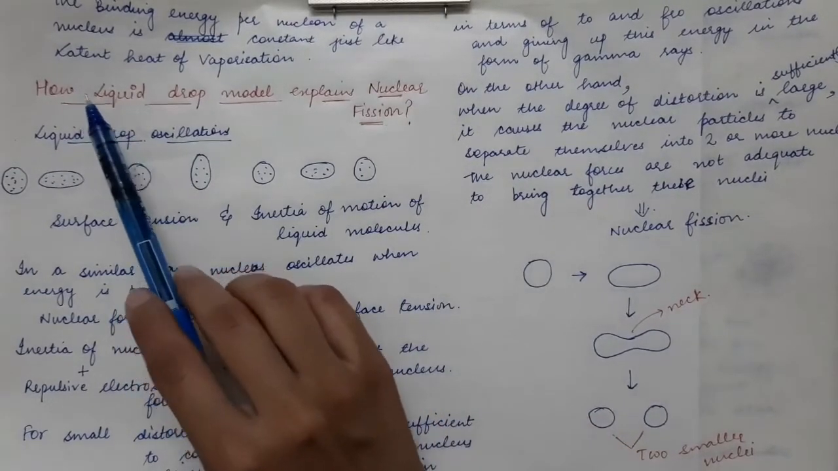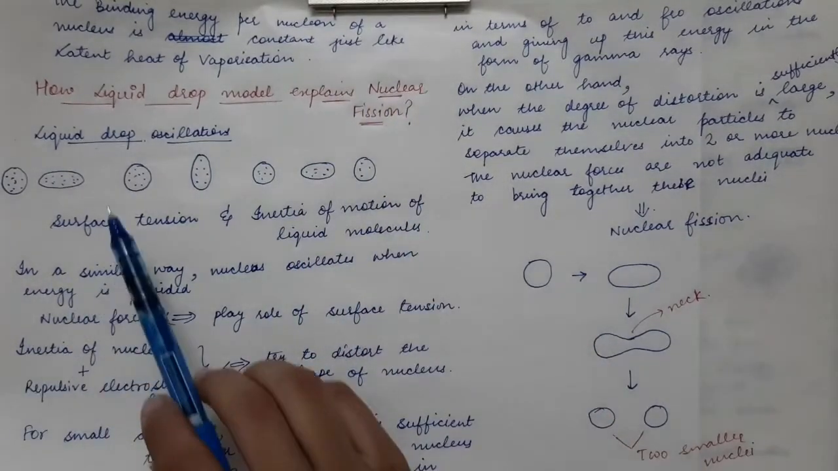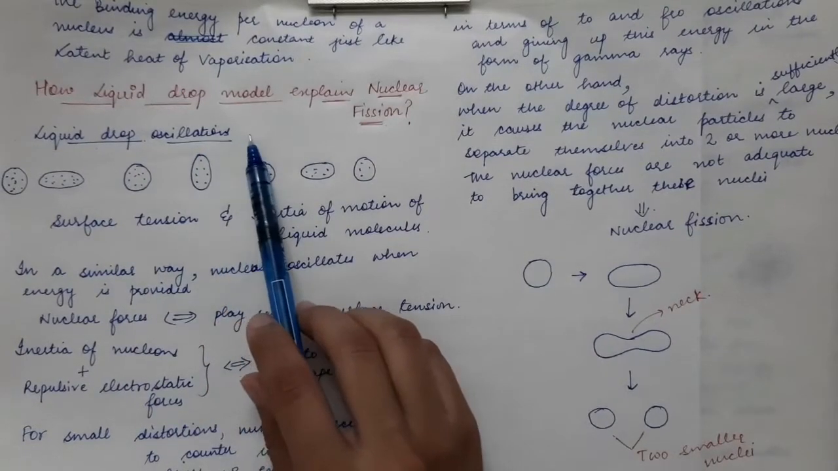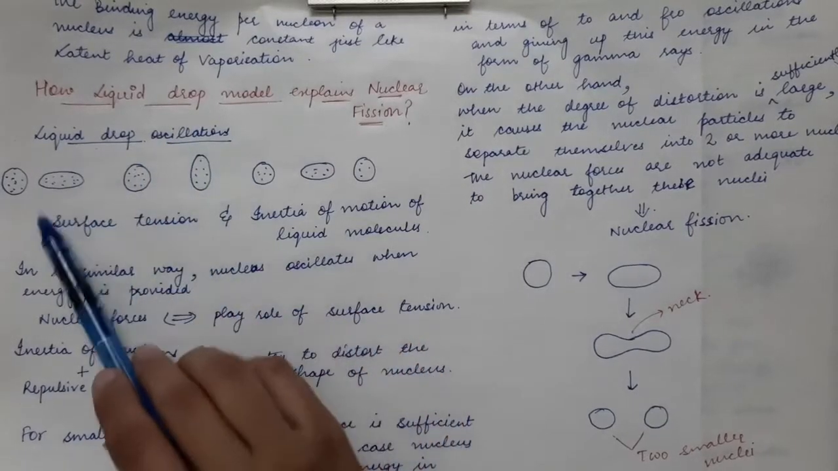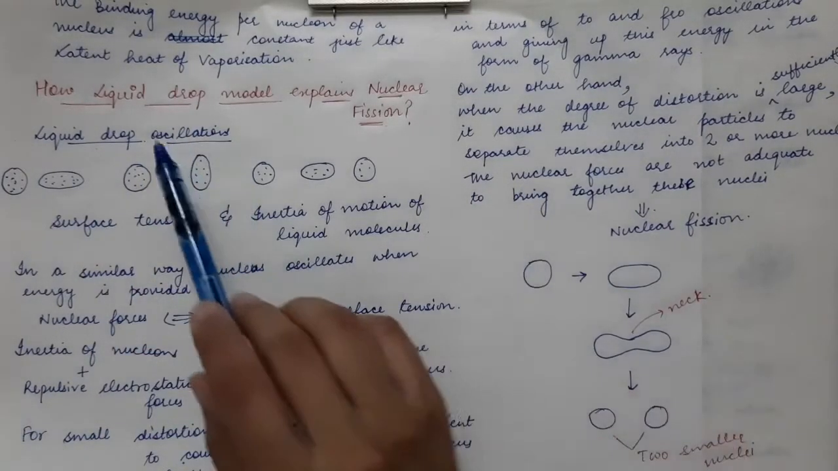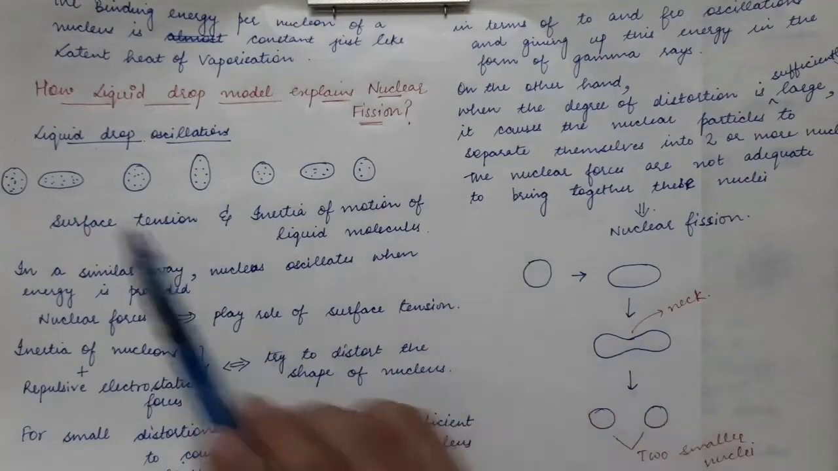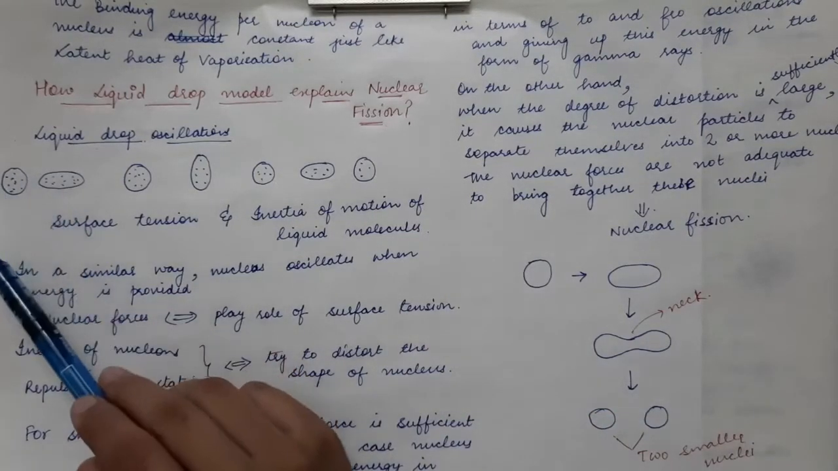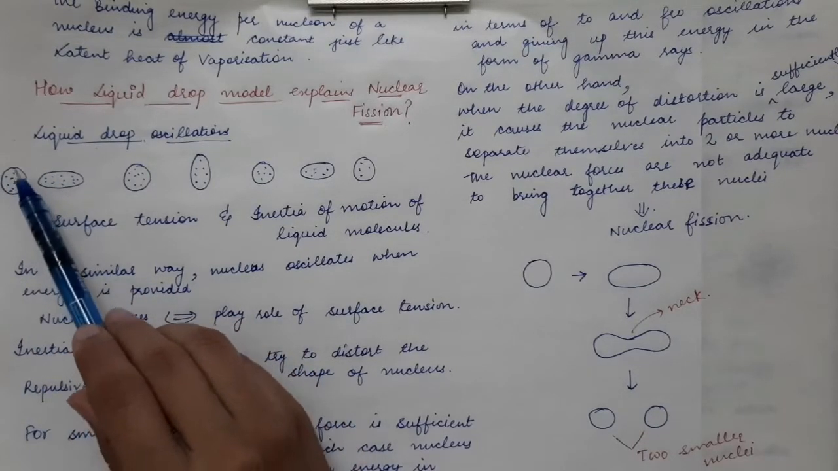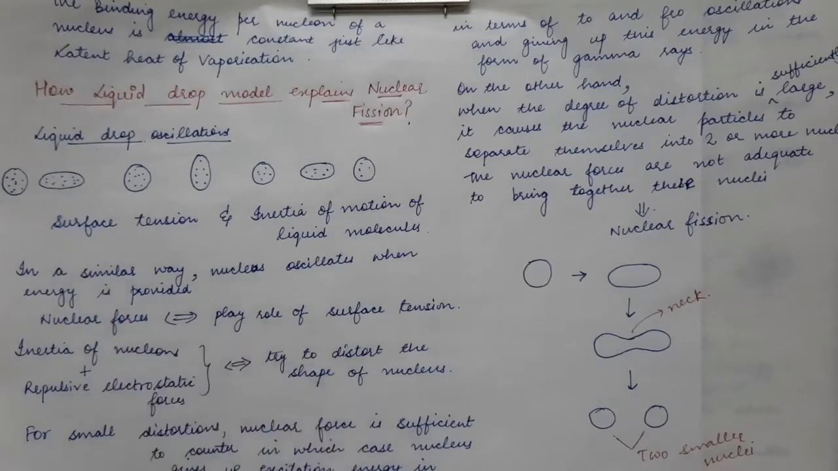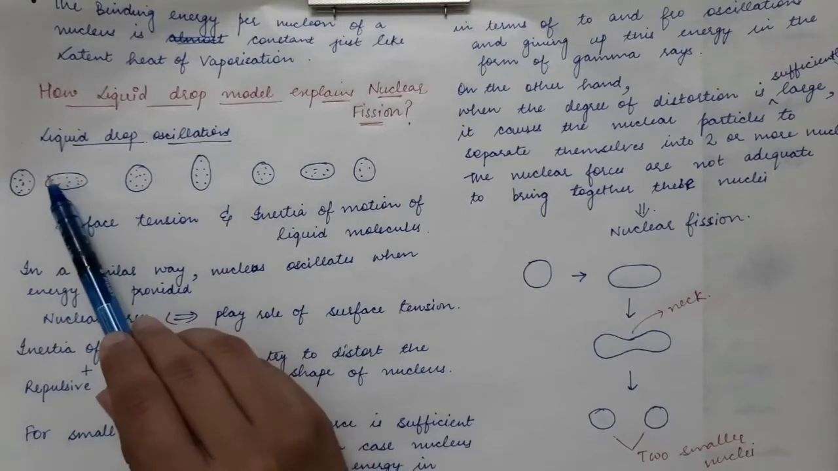First of all, we are going to discuss how the liquid drop model explains nuclear fission. The liquid drop oscillates when energy is imparted to it. That energy is not enough to break the liquid drop into two parts. The energy is imparted such that the liquid drop oscillates. Firstly, the liquid drop is spherical in shape, and when the energy is imparted, the shape of the liquid drop changes into an egg shape.